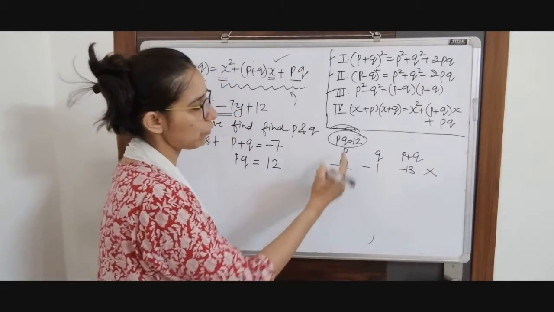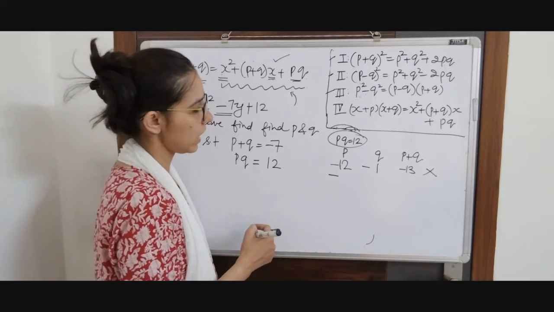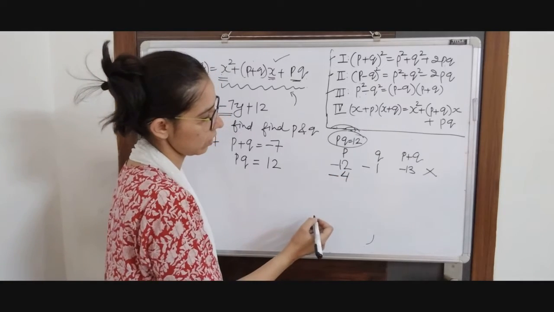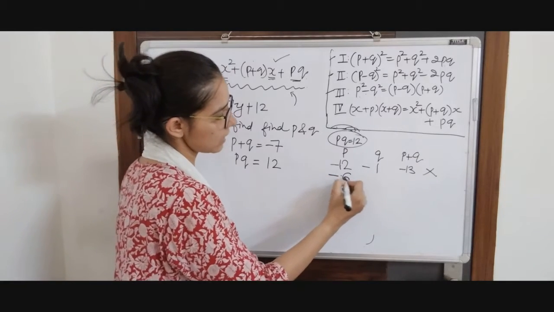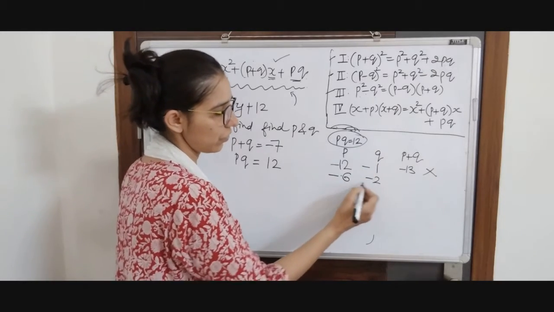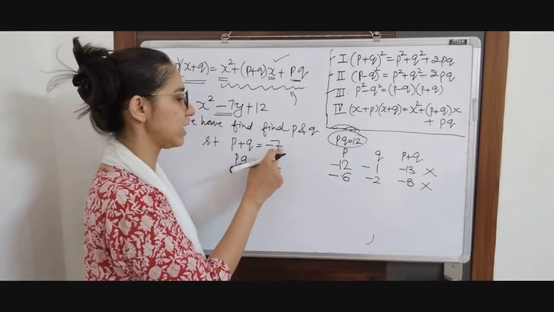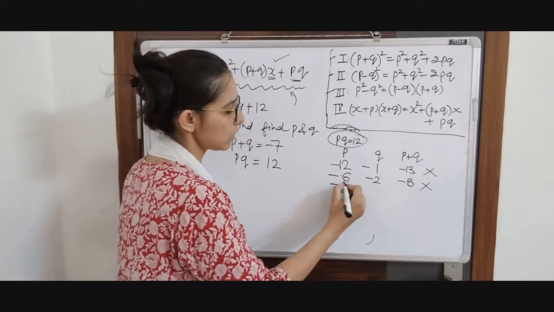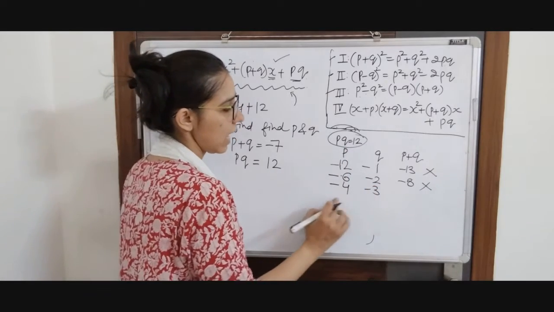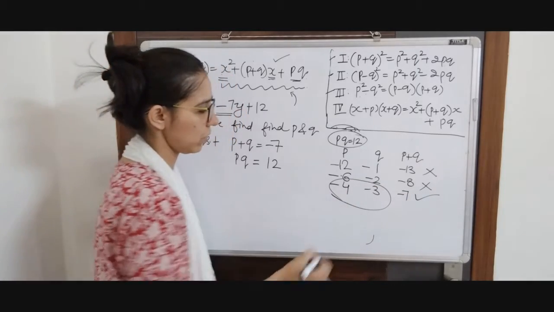Next one, we have to check product 12. So take another number, suppose minus 6 and minus 2. 6 2s are 12 and minus into minus is plus, so this is right. But what sum are we getting? Minus 8. We don't need minus 8, we need minus 7. So next is 4 3s are 12, minus into minus plus. And what is the sum? Sum is minus 7. So we are going to take these two numbers.